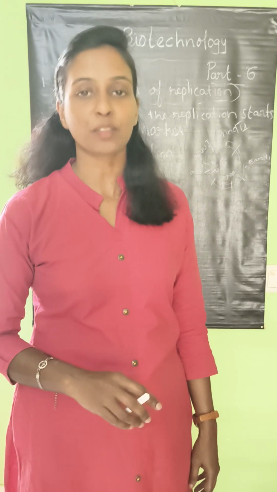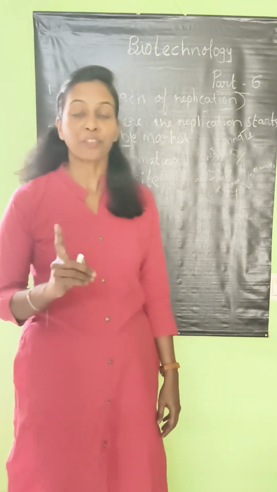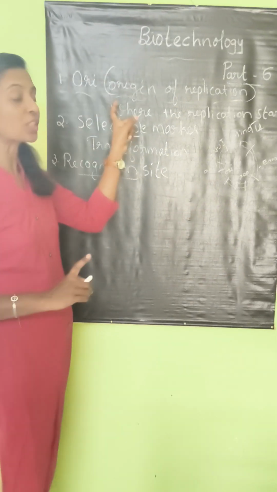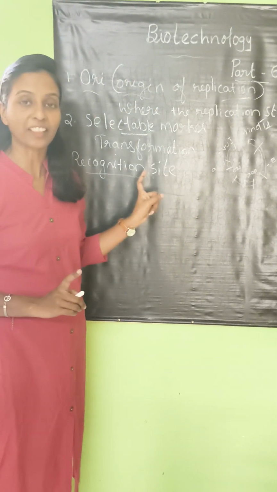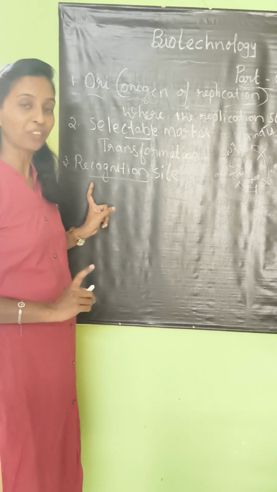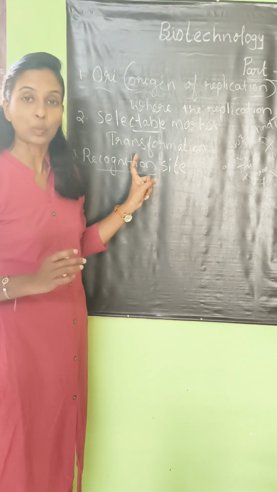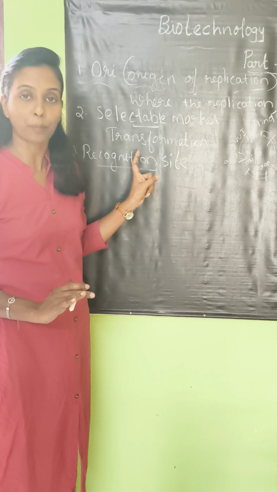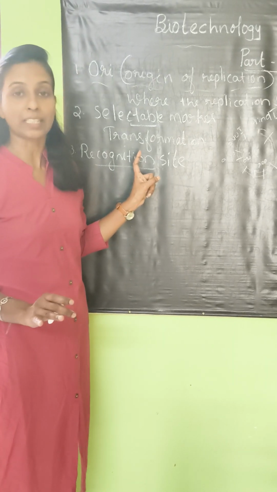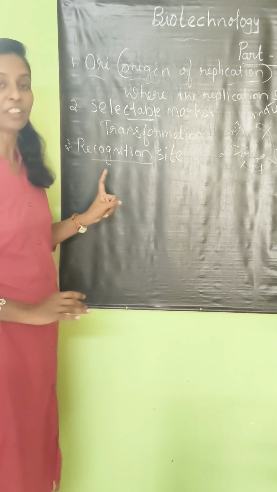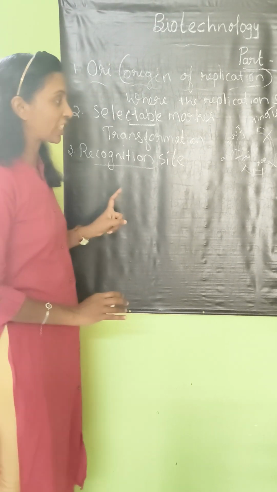Students, in the last video we studied the first feature of an ideal vector, that is the origin of replication, and we started to study the second feature, that is the selectable marker. The selectable marker is used to select only the transformants and to remove non-transformants, permitting the growth of only transformants. Then the third one we have started, that is the recognition site.